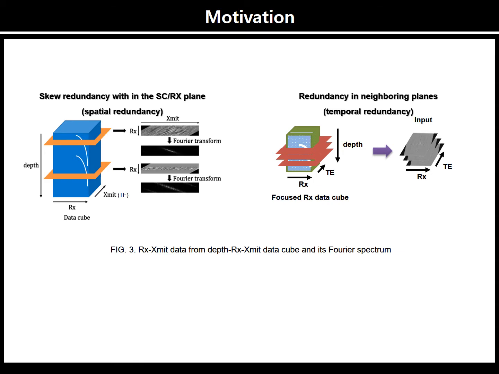This implies that some degree of skew redundancy exists in the receiver scanline coordinates, and it can be easily seen as a sparsity in the Fourier domain, as demonstrated in figure 3. Similarly, there is high correlation in the data across the depth as well. Therefore, to exploit this spatiotemporal redundancy, I use a multi-line, multi-depth approach.